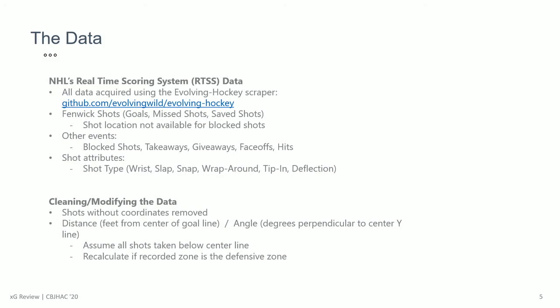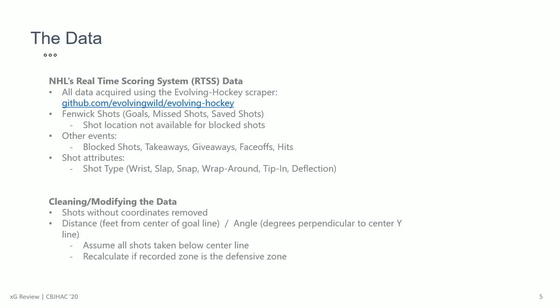All right, so the data we're using, as mentioned before, is from the RTSS system or the HIT system. And we wrote a scraper in R, the R statistical programming language. It's on GitHub. We're looking at all Fenwick shots, so that's goals, misses, and saved shots. The reason for that is that Corsi shots are not recorded with the location of the shooter. They're recorded where the shot was blocked, so that's not really helpful in this case, so we are not using Corsi events. And then also we have blocked shots, takeaways, giveaways, face-offs, and hits that will be used a little bit in the more complicated models.